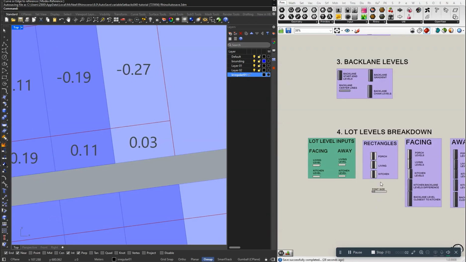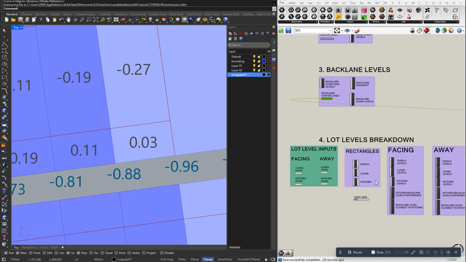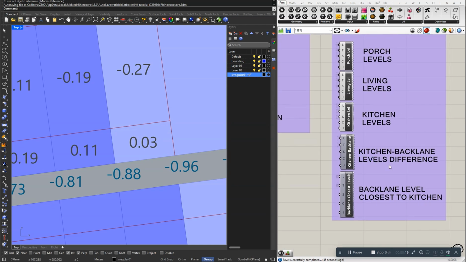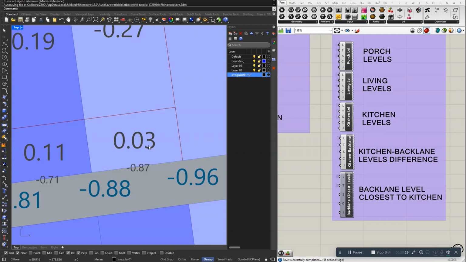For the next part, we'll turn on the levels of the back lane. So from this, we can get the level difference between the kitchen and the back lane. I'll turn this on. So the level of the kitchen, in this case 0.03, plus or minus the closest level chain of the back lane. So in this case, we can actually turn it on. The closest chain level of the back lane to the kitchen would be negative 0.9. So 0.03 minus 0.9 equals negative 0.87. So the level of the kitchen is higher than the back lane by 0.87 cm.